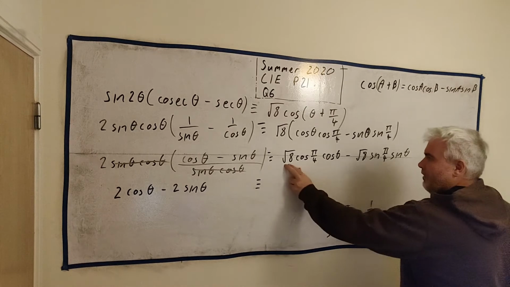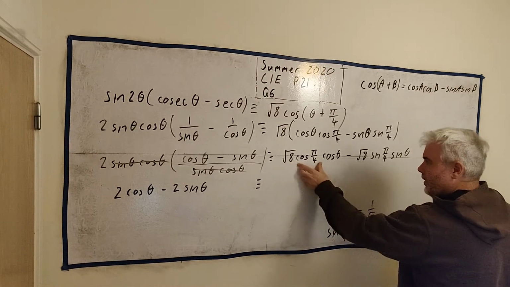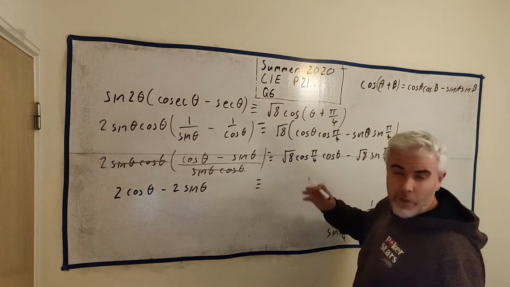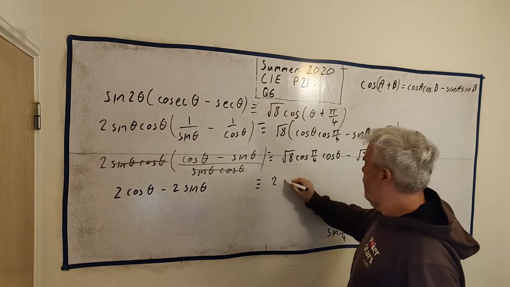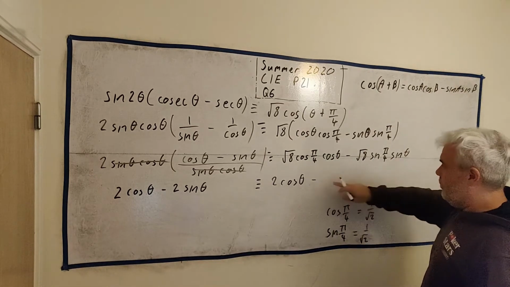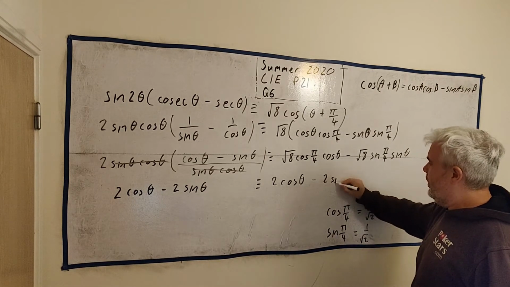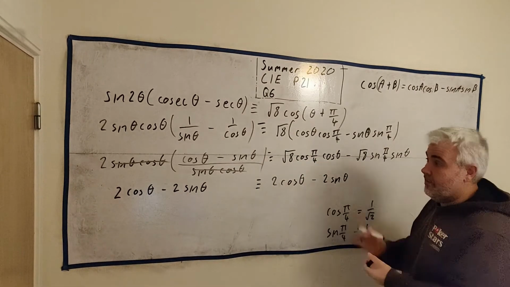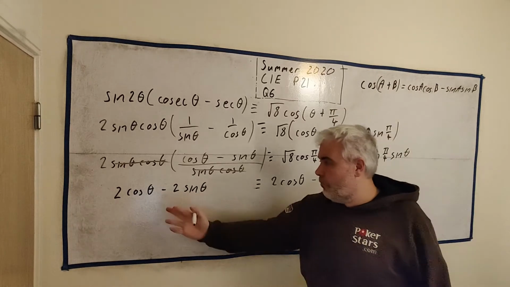So what do we have here? We have square root of 8 divided by square root of 2. Well, that's square root of 4, which is 2. 2 cosine theta, and this is also 2. Our minus was here. 2 sine theta. So there we go. That is equal to that. You're finished. The left now looks like the right.